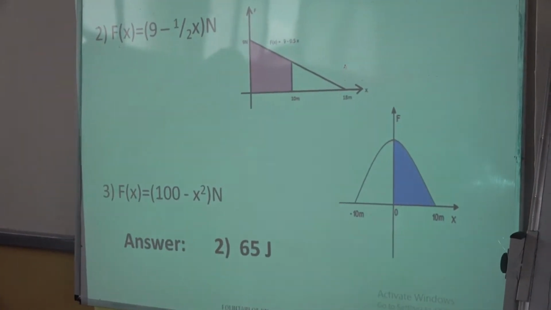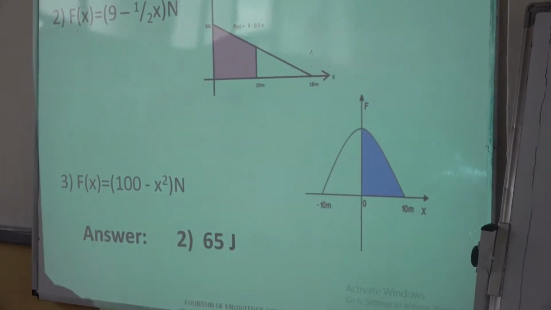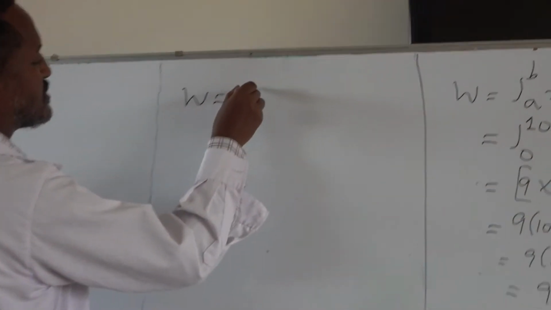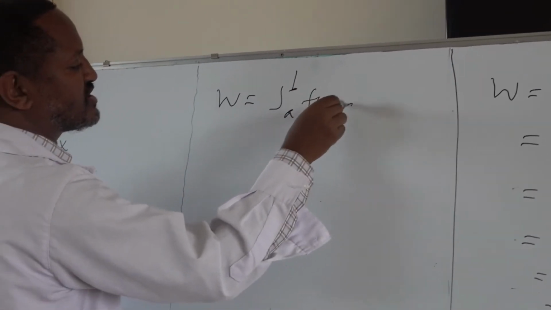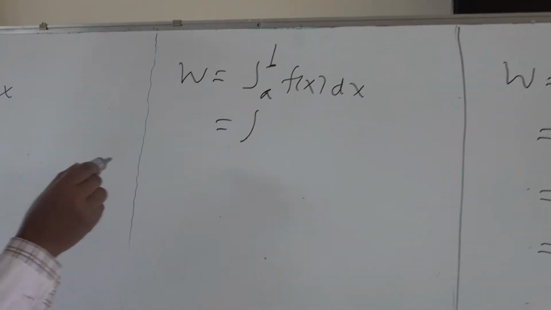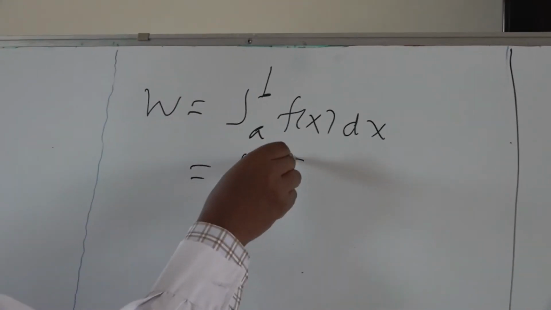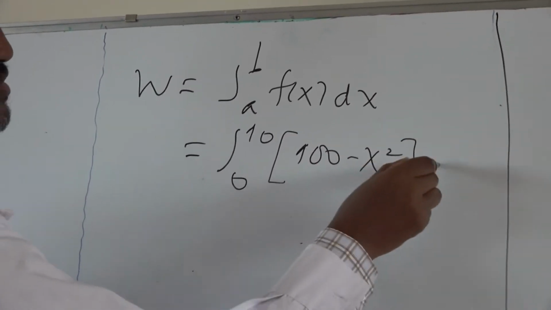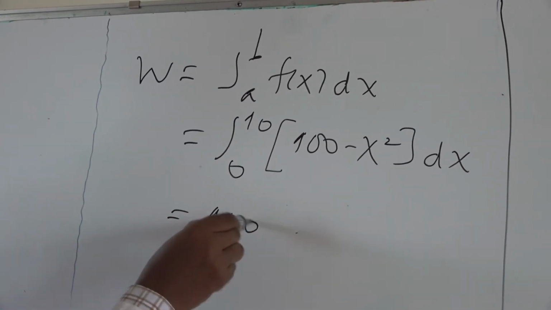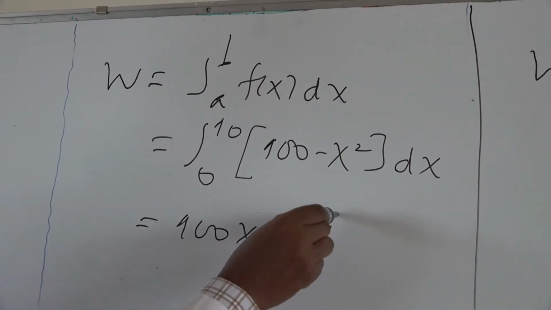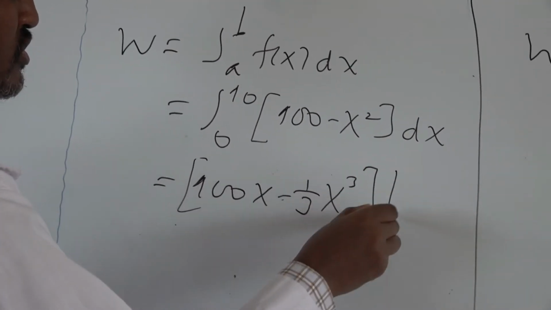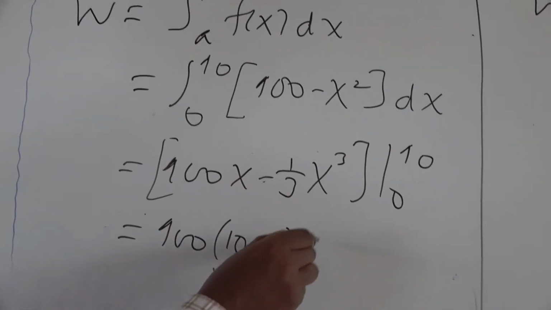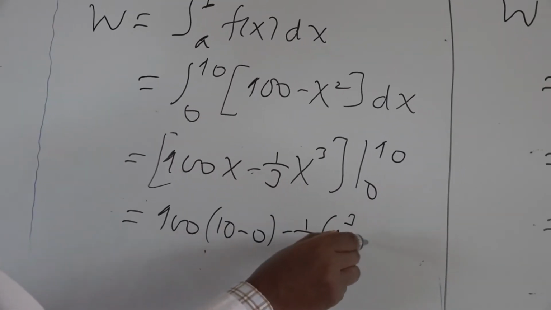Now, when f is 100 minus x squared, I think this is not a simple region, therefore we have to go through the integral approach. So work done is the integral from a to b of f of x dx, in our case, from 0 to 10, of my function 100 minus x squared dx. So the integral will be 100x minus 1/3 of x cubed, evaluated from 0 to 10, 100 times (10 minus 0), minus 1/3 times (10 cubed minus 0 cubed).